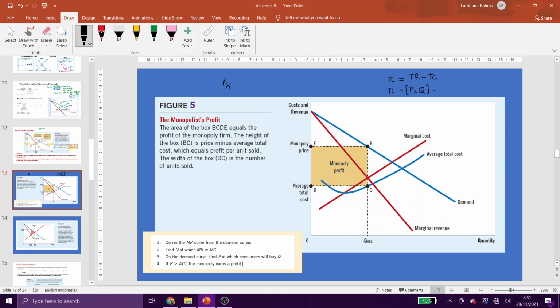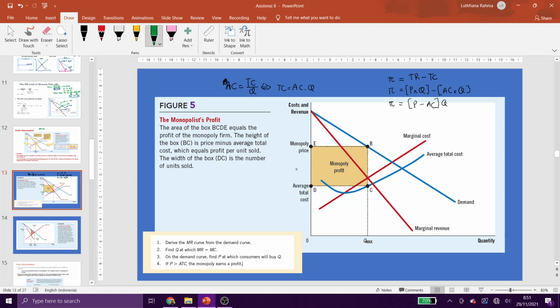So do you remember that average cost is total cost per Q, total cost per quantity? So from this formula, if you would like to calculate the total cost, it would be average cost times Q, right? So here I move the average cost times Q. So the profit would be, I move the Q outside, which means that the profit is (P minus AC) times Q.